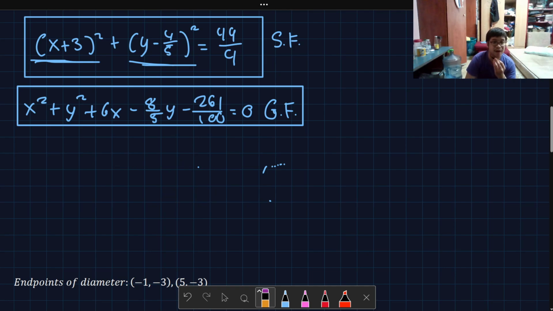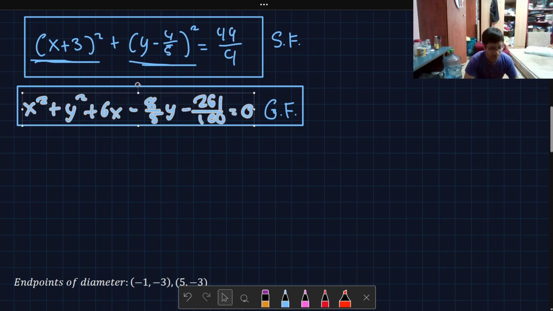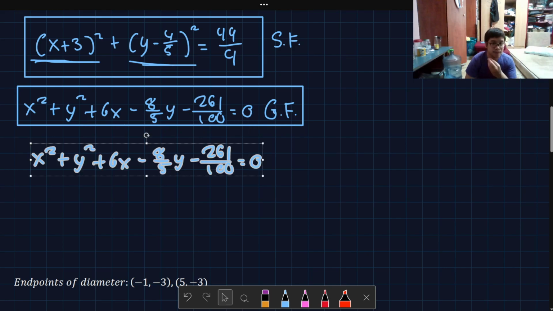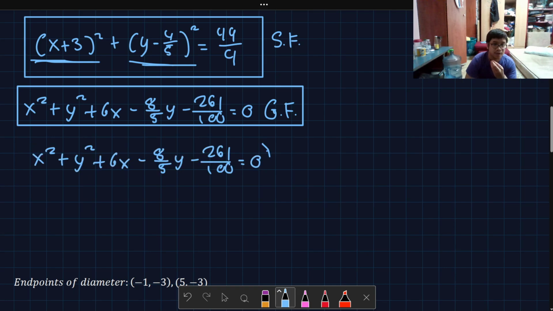By the way, if you have no idea how to get the LCM or LCD, I suggest you learn the basics. All right, let me just copy this given general form and put it here, and we will multiply both sides by 100.